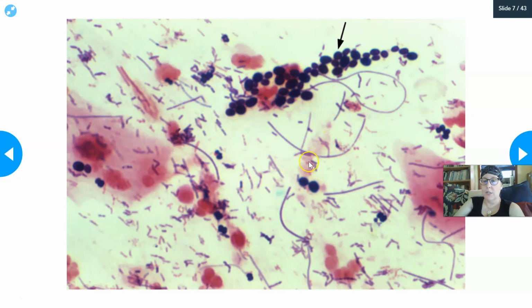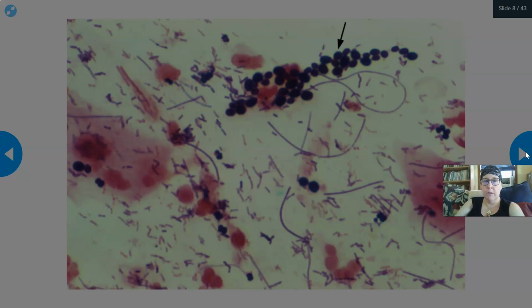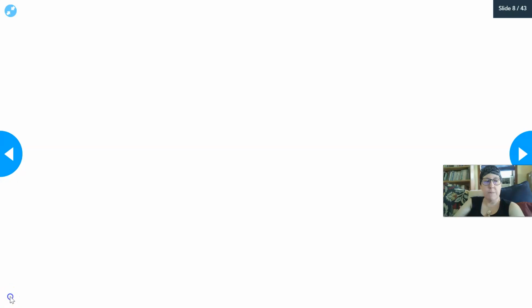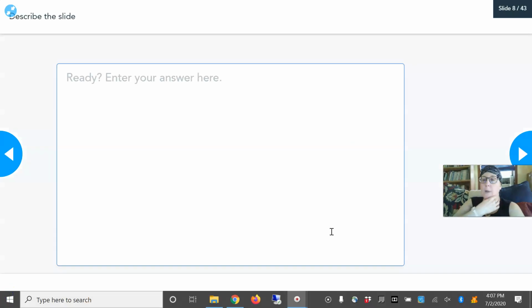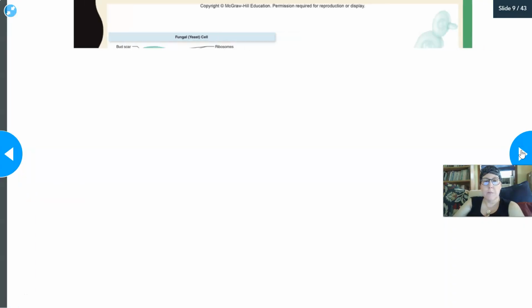This magnification is 1000x because you can actually see the bacteria. Okay, this will catch up with itself here. You pause it. Okay, it caught up. So how would you describe the slide? Enter your slide description here. You can always go back if you need to, because this is self-paced.